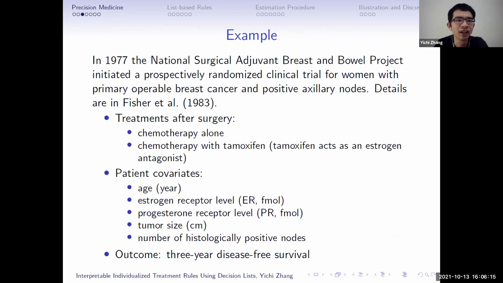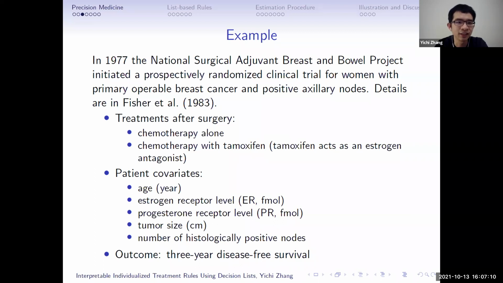As a motivating example, I would like to consider this kind of old study conducted by the National Surgical Adjuvant Breast and Bowel Project. In 1977, they initiated a randomized clinical trial for women with primary operable breast cancer and positive axillary nodes. And they have two treatments available after removing the breast cancer in a surgery. The patients may receive chemotherapy alone, or the patients may receive chemotherapy with tamoxifen. And tamoxifen is a drug that helps to prevent the recurrence of the cancer. But tamoxifen may also have severe side effects.